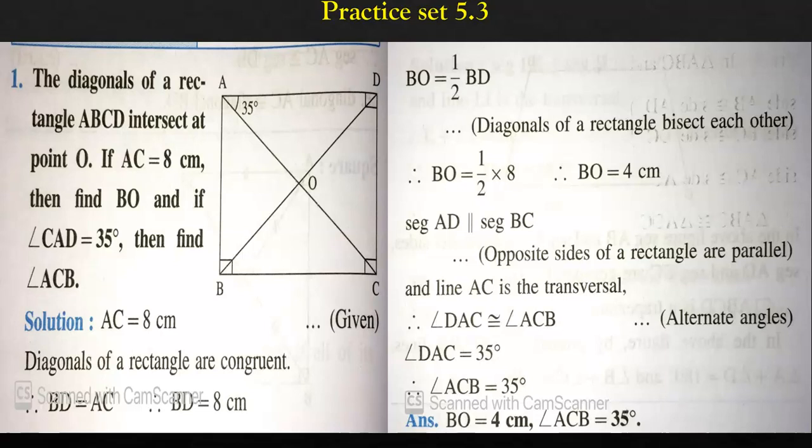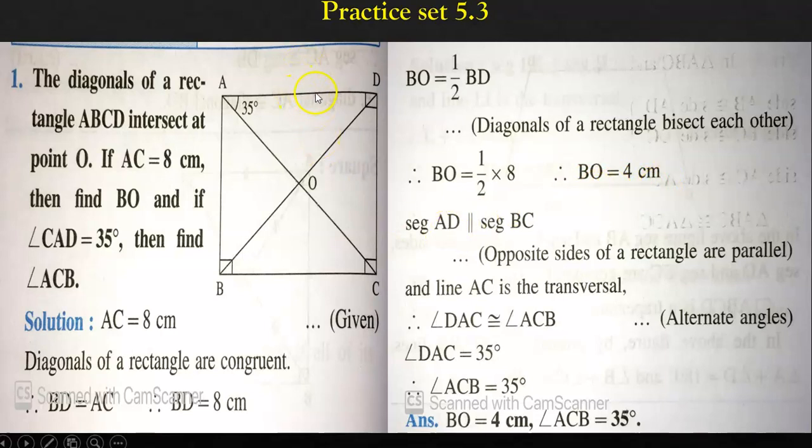And we know that diagonals also bisect each other. So this BO is half of BD. So BO is equal to half BD. Diagonals of a rectangle bisect each other, which is half of 8. So we found out BO as 4 centimeters. So first part is done. Let's go to the second part.